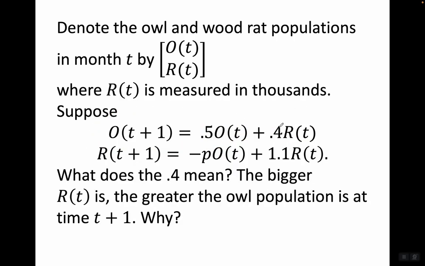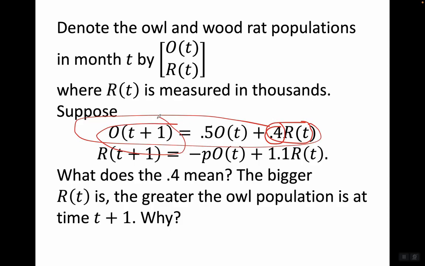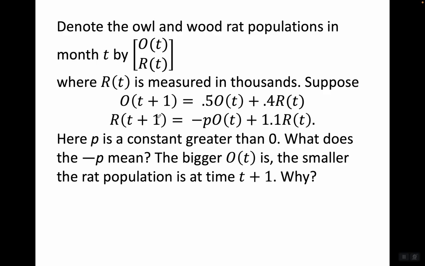How about the 0.4? What does the 0.4 mean? The bigger R(t) is, the greater the owl population is at time t+1. So notice, if R(t) is big, that's going to make O(t+1) bigger. If the rat population is bigger, that's going to help the owl population to grow. All of this stuff's the same.